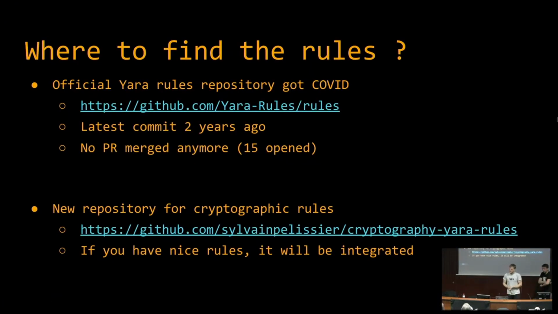Yeah. So of course you can reuse some rules. I used to work with one repository called Yara rules. There are a lot of rules, not only for cryptography, but it seems that now it's a bit frozen. The last commit is 2 years old, and there are a lot of PRs which are not merged. So just while waiting, I created a new repository, especially for cryptography rules, because that's the one I use most. If you want, I will integrate your rules, and maybe the new repository will come back to life at some point.